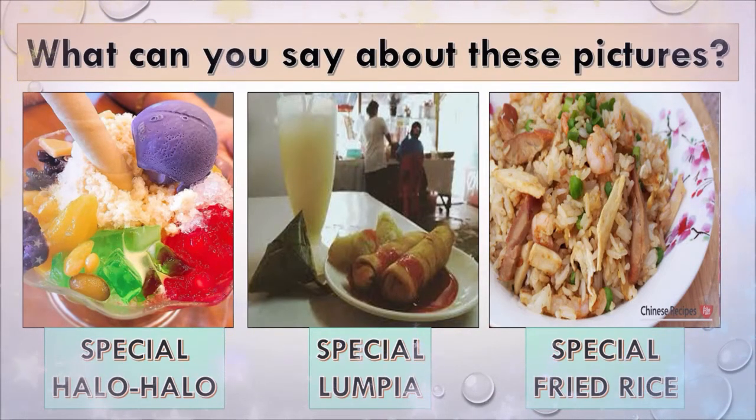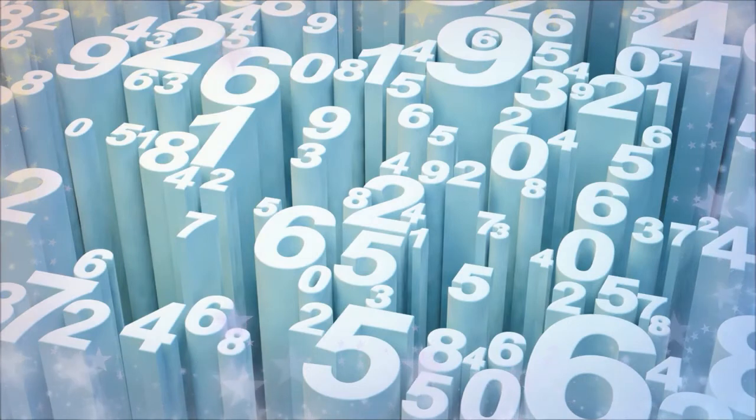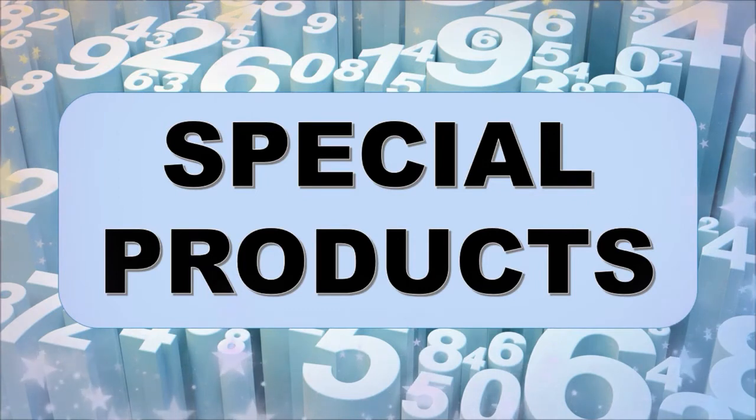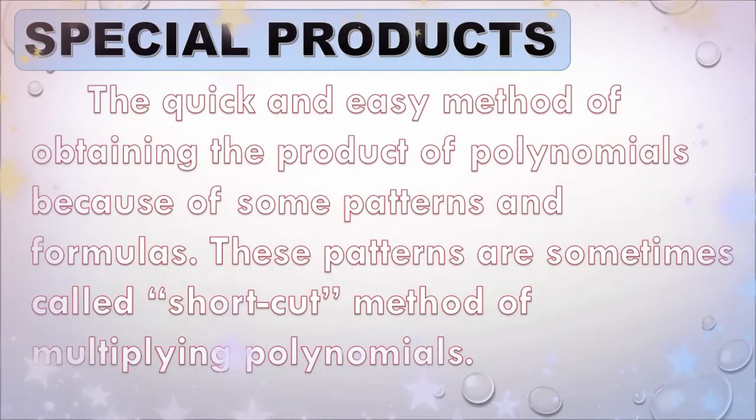Yes, that's right. Because they have a unique ingredient that is not found in any other food of the same kind. Don't you know, in mathematics we also have a special topic that we call special products. Product is an answer of multiplication. Special product is the quick and easy method of obtaining the product of polynomials because of some patterns and formulas. These patterns are sometimes called shortcut methods of multiplying polynomials.